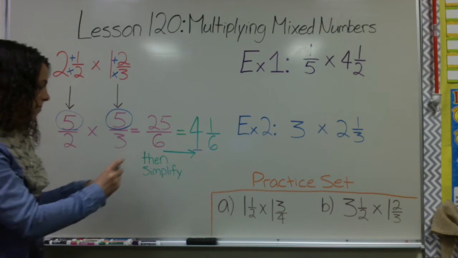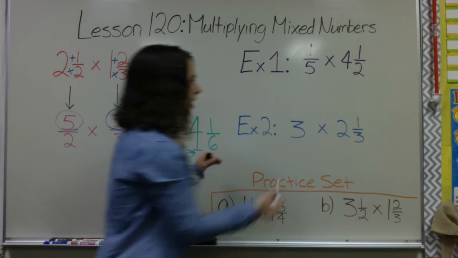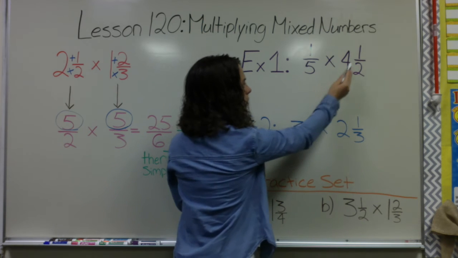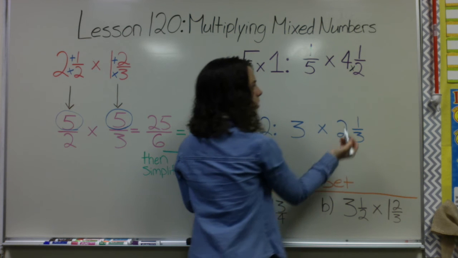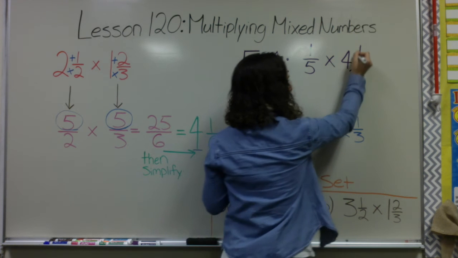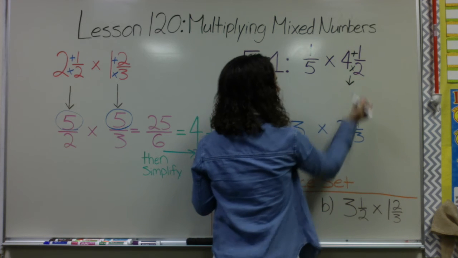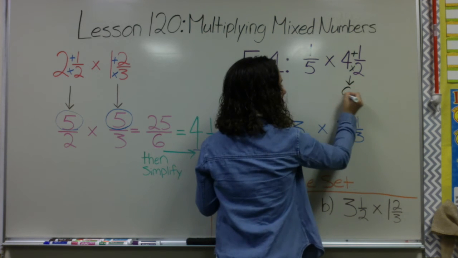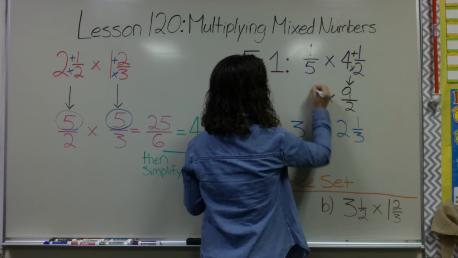So we're going to do example 1 together. I would like you to take notes on this while I'm doing it. I have 1/5 times 4 1/2. So I multiply 4 times 2, and 4 times 2 equals 8, and 8 plus 1 equals 9. So this 4 1/2 equals 9 over 2. And I'm multiplying it times 1/5.